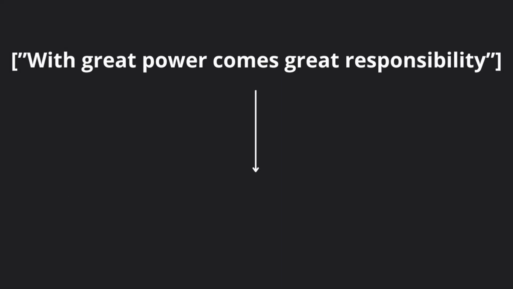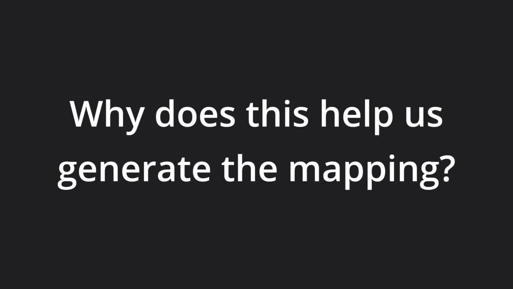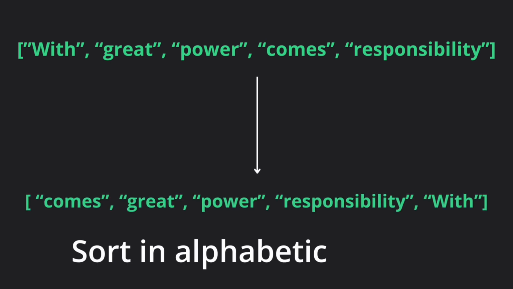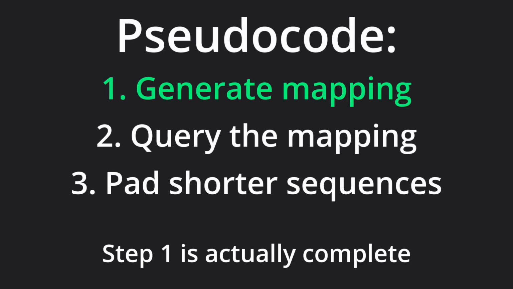Okay, our first goal is to get all the unique words from the input sequences in a single list. Why does this help us achieve our goal? Because if we just sort this list of strings based on alphabetical order using Python's sort function, then our mapping is actually complete. Here's why. In the sorted version of the list, the word at index 0 should be mapped to 1, the word at index 1 should be mapped to 2, and so on.